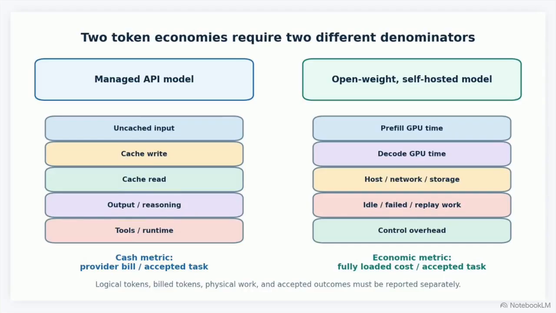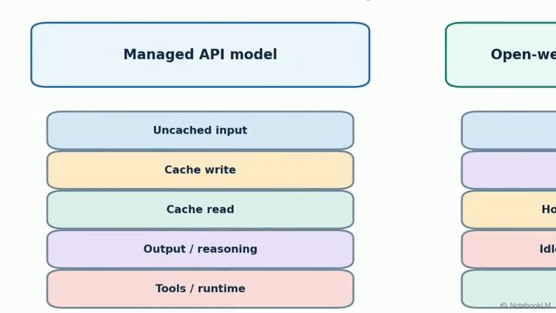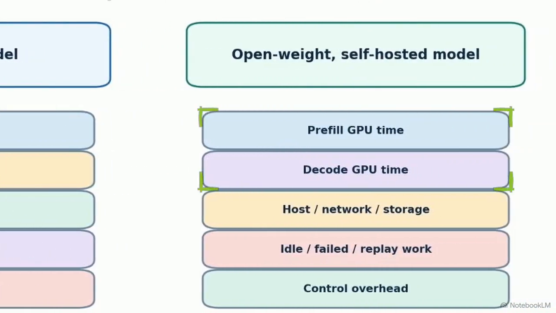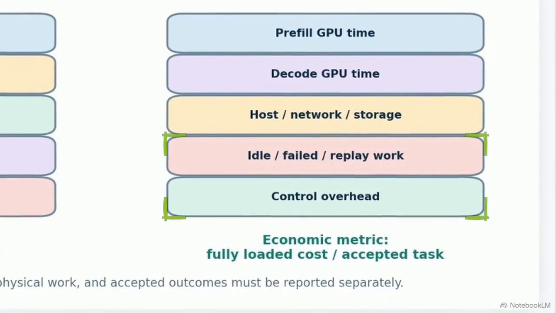In the managed API economy, you are metered for uncached inputs, creating prompt caches, and discounted rates for reading them. The open-weight economy is different. There are no billing tiers, only physical work. You're limited by GPU seconds spent on prefill and memory bandwidth-heavy decode. Self-hosted systems also internalize operational losses, like idle capacity, failed generations, and control overhead.